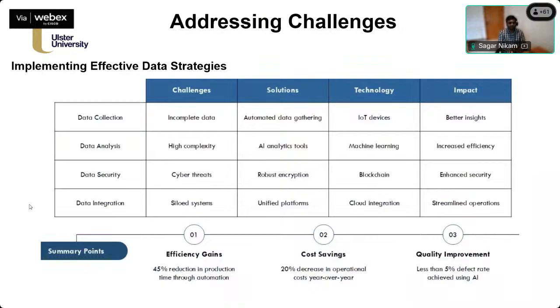For example, with data collection, it's possible we will not get complete data. We can get incomplete data as well. With data analysis, it's possible that it's highly complex. For example, when we go with image data, or when the data is recorded in videos, the complexity level gets high. If we have data in numbers in an Excel sheet, the data is a bit easier to assess. Then there's the challenge of cyber threat, and also data integration.